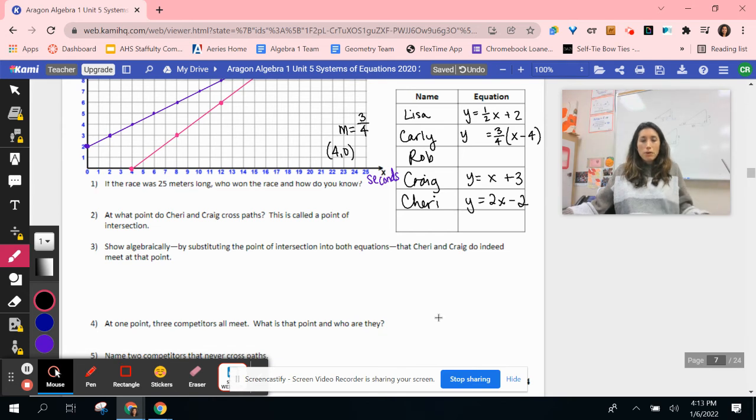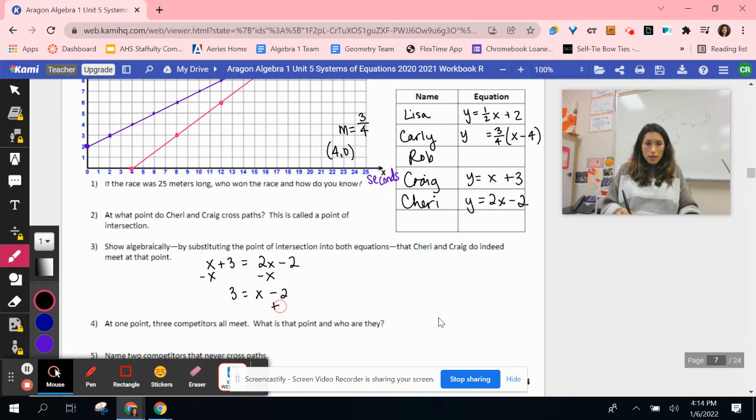Okay. Now we want to show algebraically. So we've got Sherry's equation and Craig's equation, and they both say y equals. So we're just going to set them equal to each other. We're going to write x plus 3 equals 2x minus 2. I'm going to bring all of my x's to one side. That gives us 3 equals x minus 2. Add 2 to both sides, and we would get 5. So hopefully the point of intersection had an x value of 5.